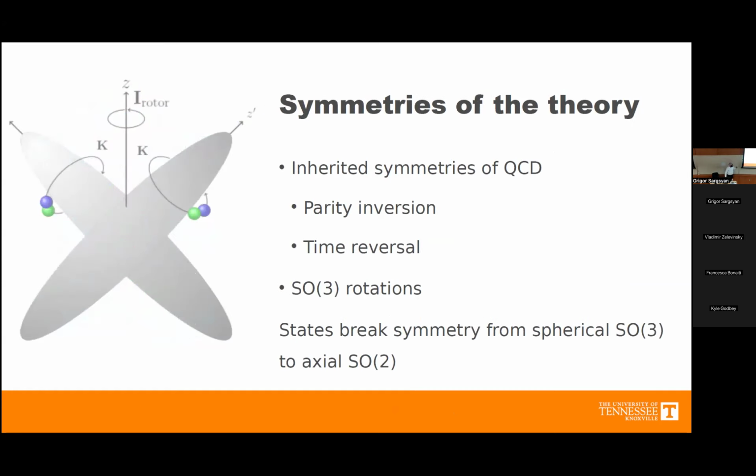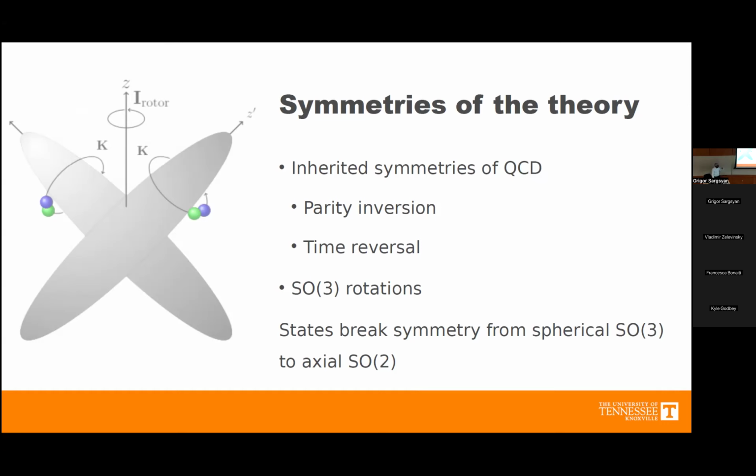So the symmetries that we are assuming in the theory, we take on all of the symmetries of QCD to begin with.